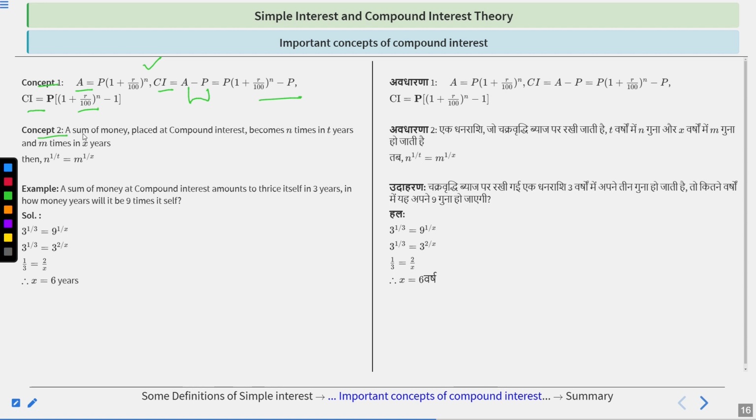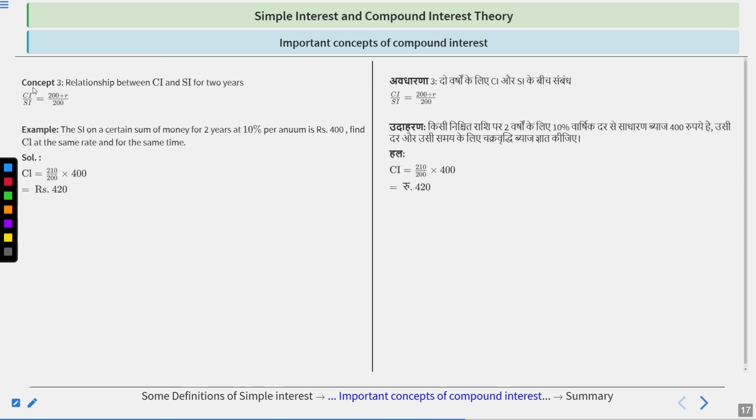So what does concept 2 say? A sum of money placed at compound interest becomes n times in t years and m times in x years. Then we can represent it as n to the power 1 upon t equals m to the power 1 upon x. For example, a sum of money at compound interest amounts to thrice itself in 3 years. Clear? In how many years will it become 9 times itself? So 3 to the power 1 by 3 equals 9 to the power 1 upon x. We can write it as 3 to the power 1 upon 3 equals 3 to the power 2 upon x. We can compare because both bases are equal. So 1 by 3 equals 2 by x, so x equals 6 years. The answer will be 6 years.